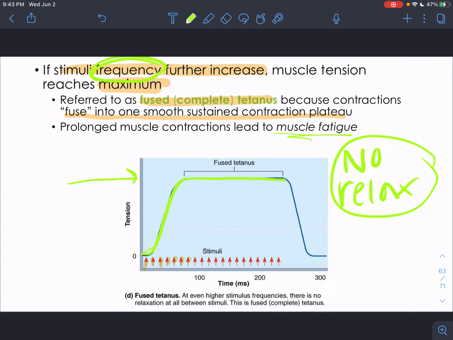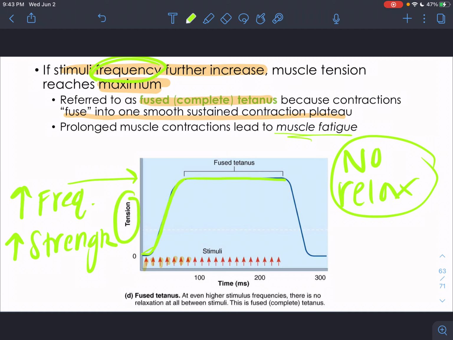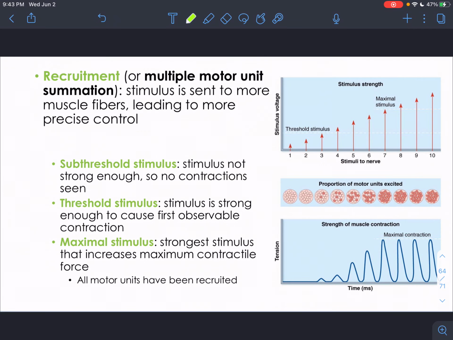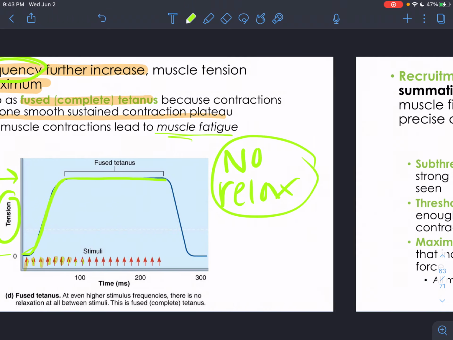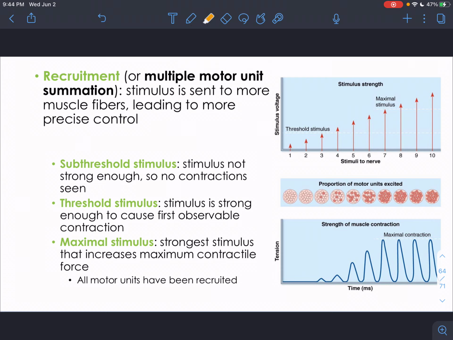So that is increasing the frequency of stimulation. Increasing the frequency of stimulation increases the strength or the tension. We can also increase the strength or tension by increasing the stimulus strength itself. In these examples, all these stimuli would be the same strength, but we can increase the strength of stimuli to recruit more fibers. So if the stimulus is stronger, more muscle fibers are recruited, leading to a greater strength of contraction.